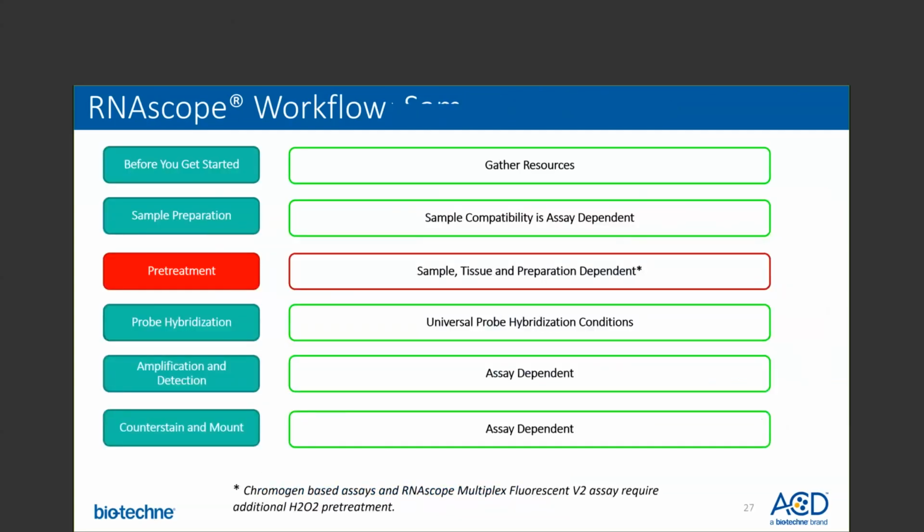Once you're ready to run the assay, part 1 of the assay is pretreatment. The pretreatment will vary depending on your sample type, your tissue type, and how the samples were prepared. Please note that the chromogenic-based assays, that is our RNAscope and BaseScope singleplex and duplex assays, as well as our RNAscope multiplex fluorescent B2 assay, have enzymatic-based detection and require an additional hydrogen peroxide step during pretreatment.